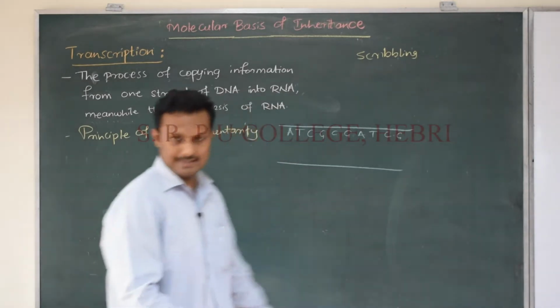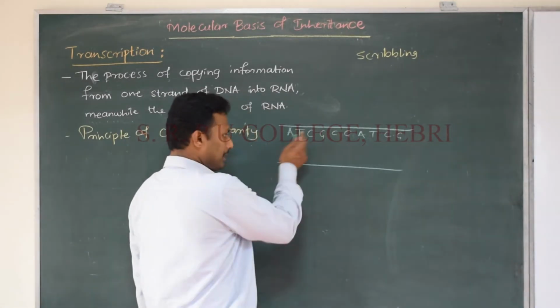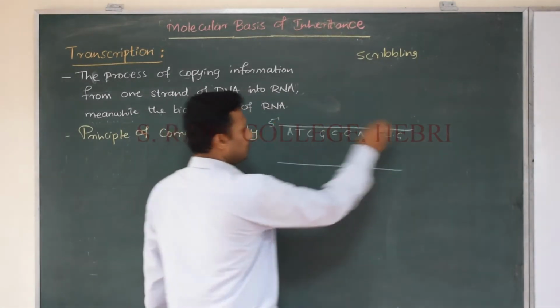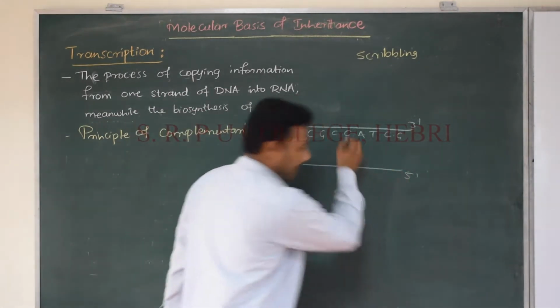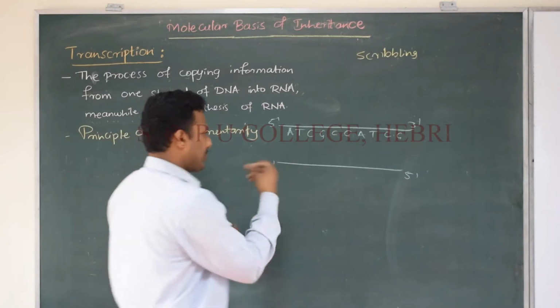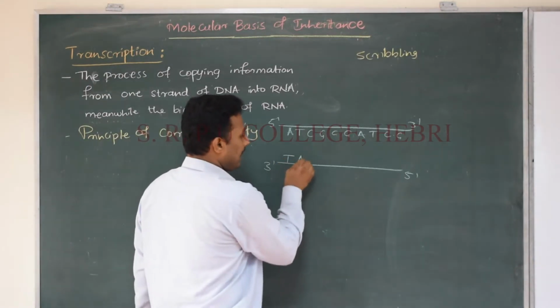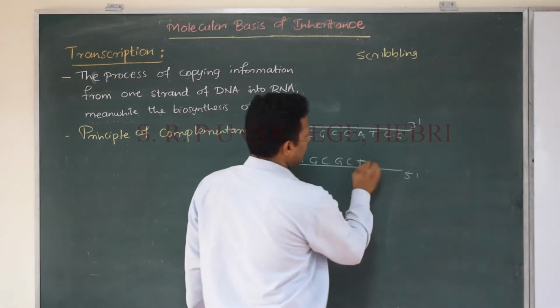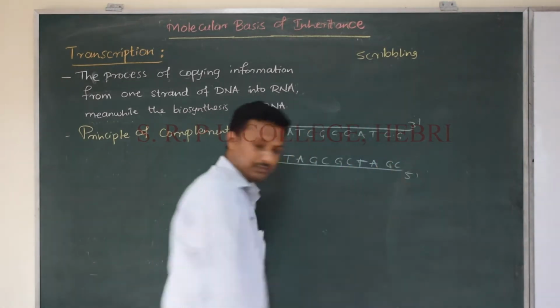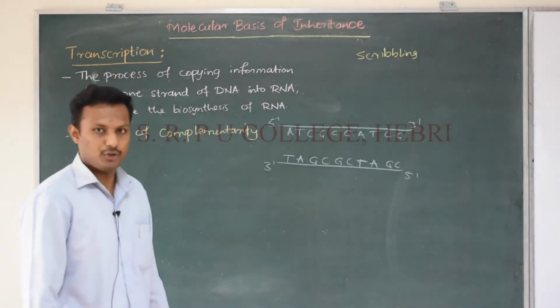Okay, some sequence I have taken, and you already know this sequence should be complementary to the other sequence, or other strand, of the DNA. So T, A, G, C, G, C, T, A, G, C. This you very well have already understood, right?